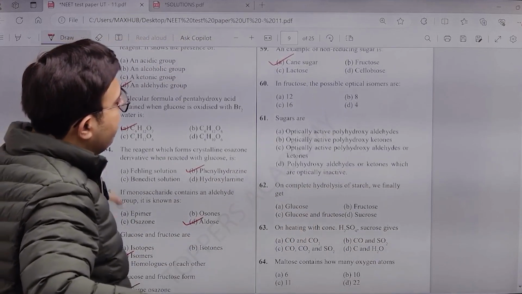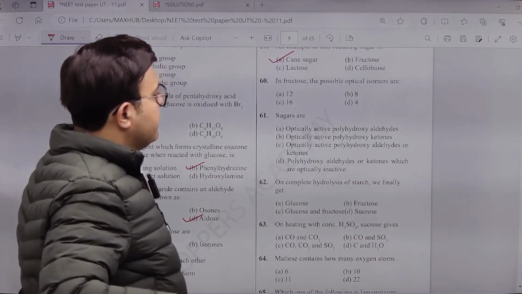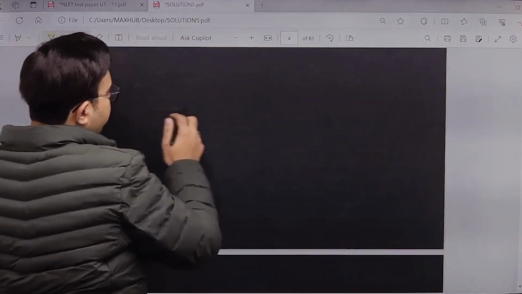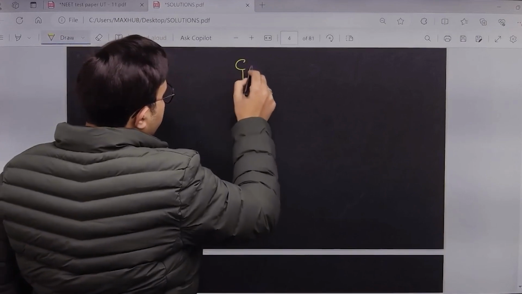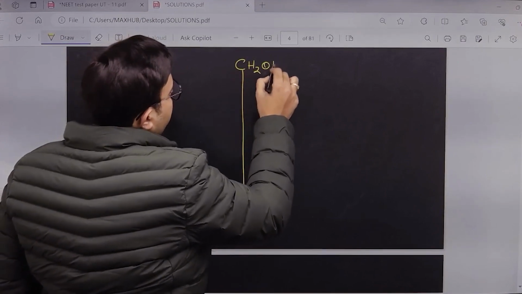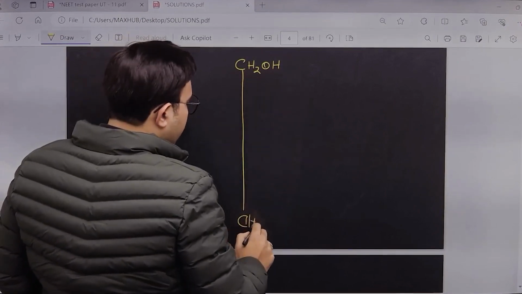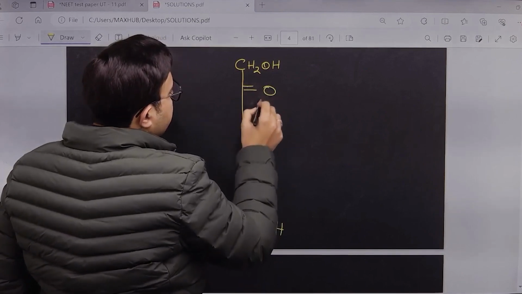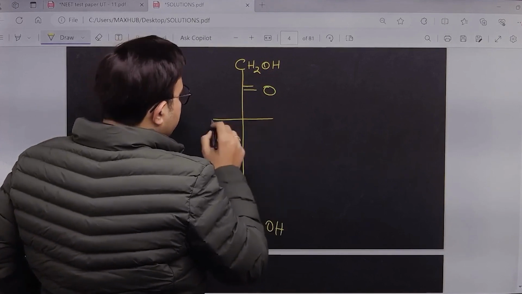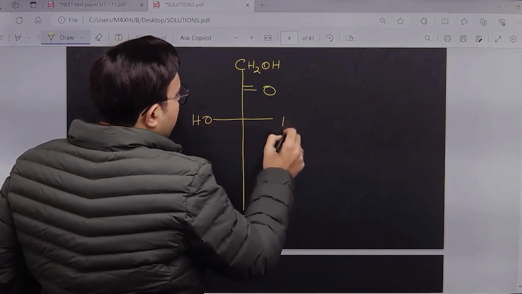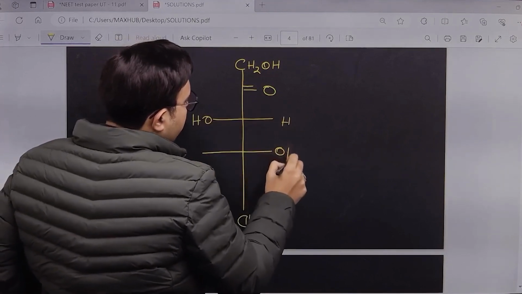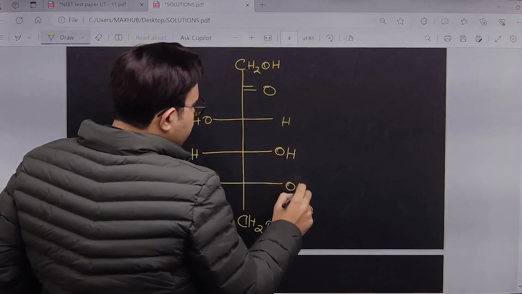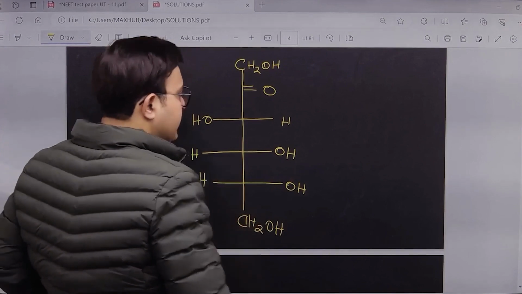Next question is, in fructose, the possible isomers are. So how do you see the possible isomers? We'll quickly draw the structure of fructose. Fructose looks like this. At the top and the bottom, it has a CH2OH group. Second carbon is C double bond O. Then third carbon is this, fourth carbon this, fifth carbon is this, and sixth carbon we have already drawn, CH2OH.